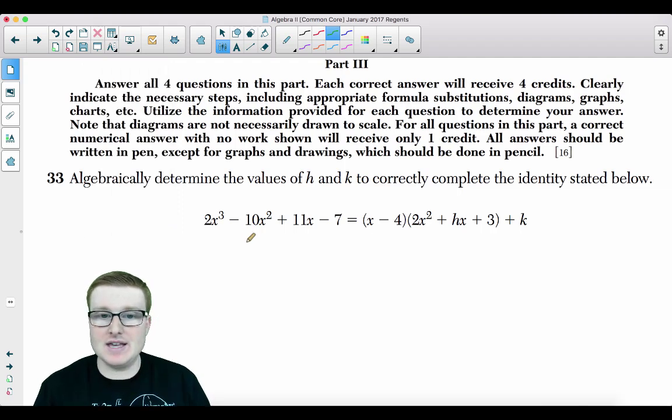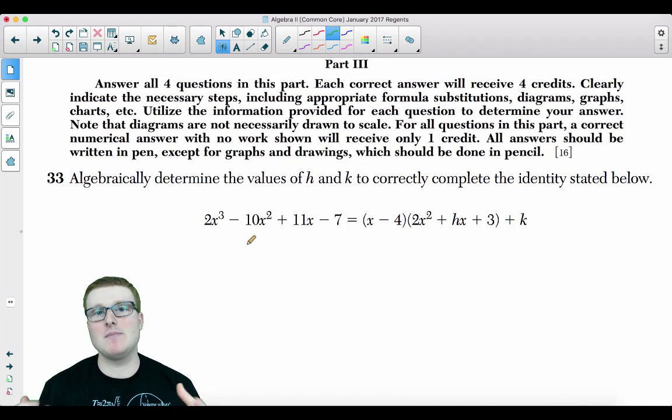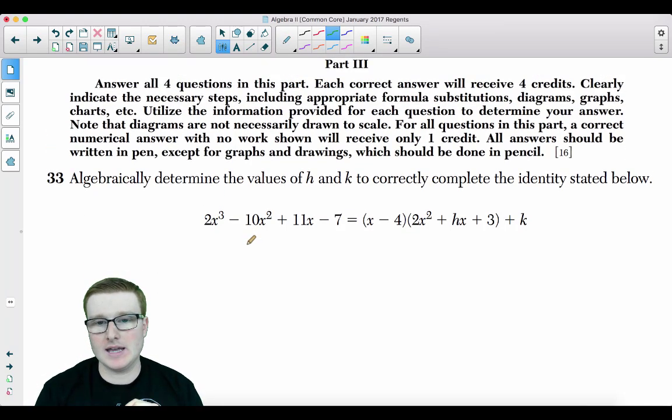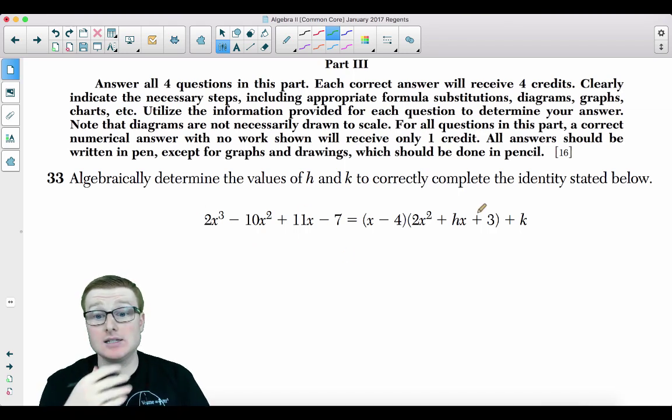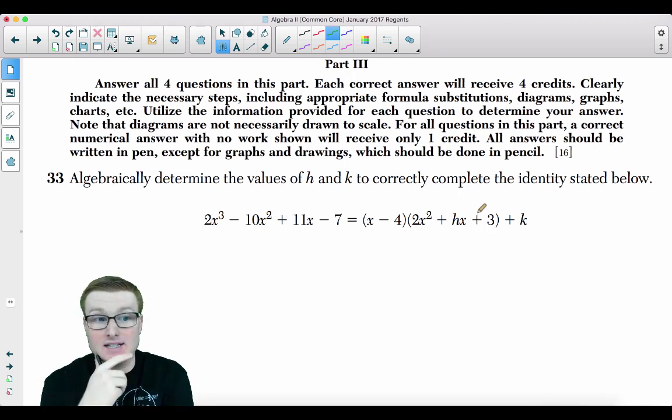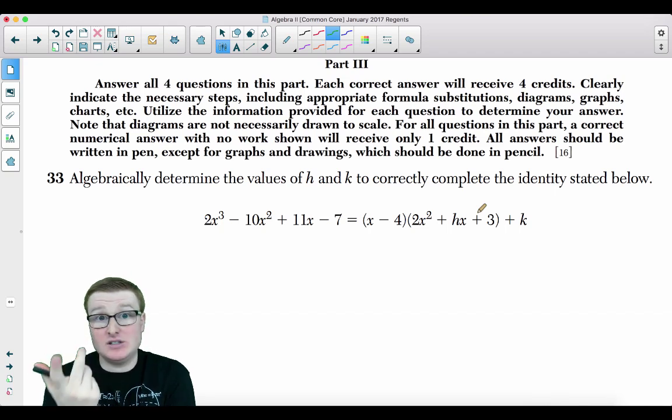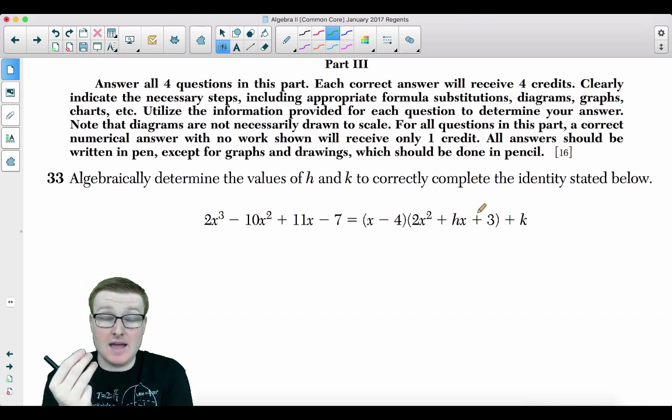Okay, this one, I remember tutoring a couple kids last year, the year before, over the course of however long this exam has been out, and many people had difficulty with this. Honestly, this has to be the easiest question I've seen ever as a part 3. It's not too bad. And if you're having trouble with it, I'm going to make it easy for you.